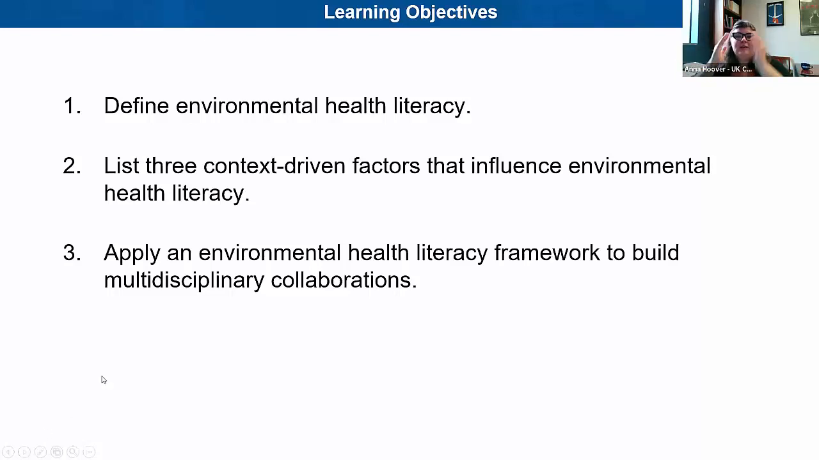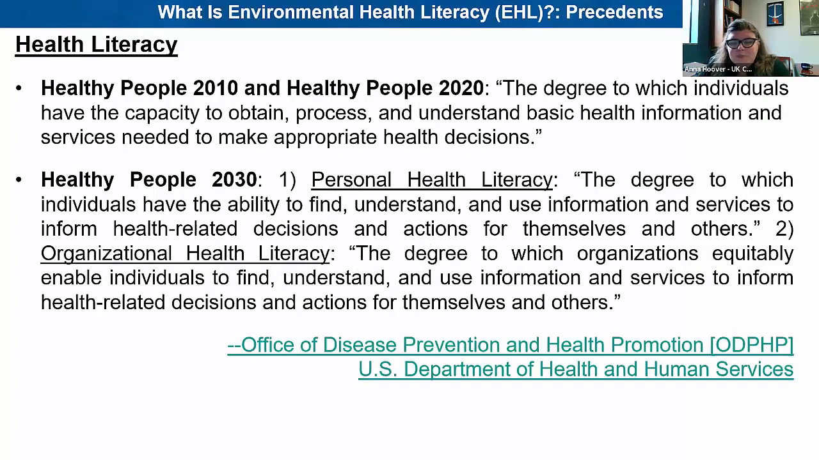So the learning objectives on the website, if you did your homework: we want to define environmental health literacy. We want to talk about at least 3 context-driven factors that influence environmental health literacy. And we want to be able to apply an environmental health literacy framework to build multidisciplinary collaborations. We always have that EHL lens when we're thinking about who needs to be at the table for these different collaborations, these different participatory research projects that we do.